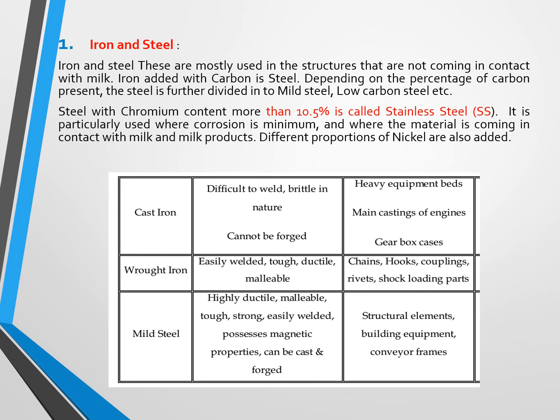Okay, see, iron added with carbon is steel. So when we add carbon in the iron, it is called steel. Depending upon the percentage of carbon in the iron, steel is further classified as mild steel, low carbon steel. And steel with chromium content more than 10.5% is called stainless steel. So this is the stainless steel which we use in the dairy industry.